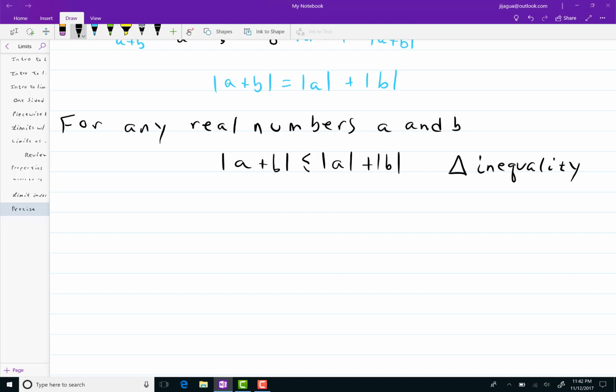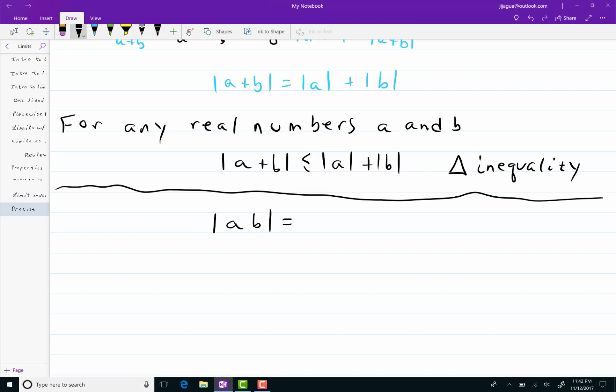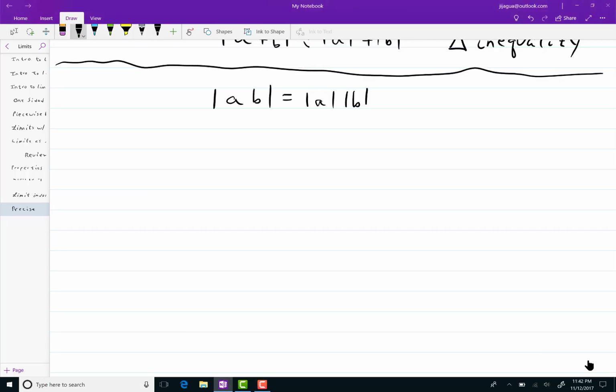A secondary thing that we'll need is that if I have real numbers a times b in absolute value, this is equal to the absolute value of a times the absolute value of b. Now for the much awaited definition of a limit.